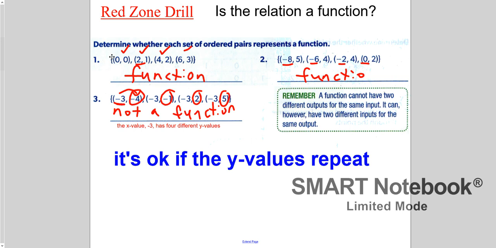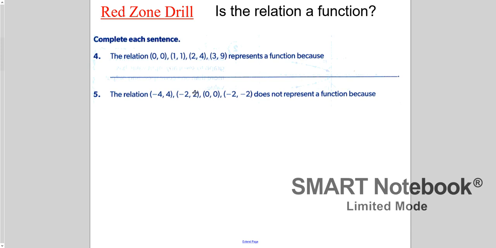So again, make sure that each x value only matches up with one y value. That would be a function. All right, so here's two more. They already answered it for you. You just have to write a good reason. So pause the video here, and when you unpause it, in about 5 seconds, I'm going to go over it.